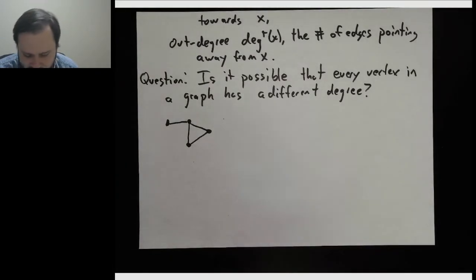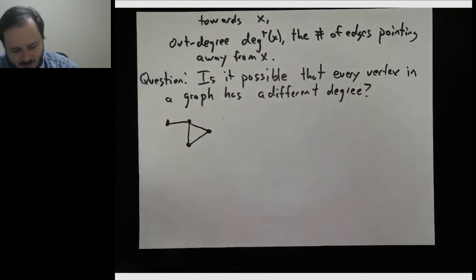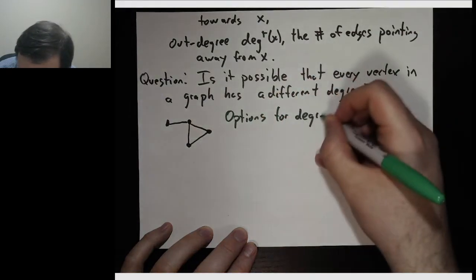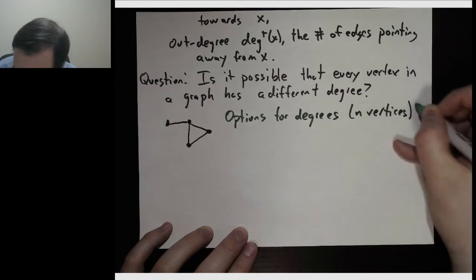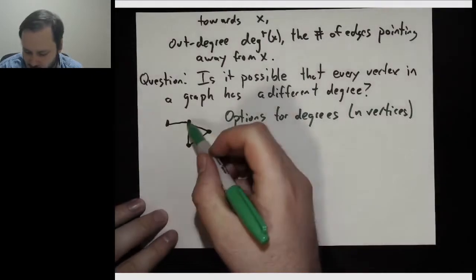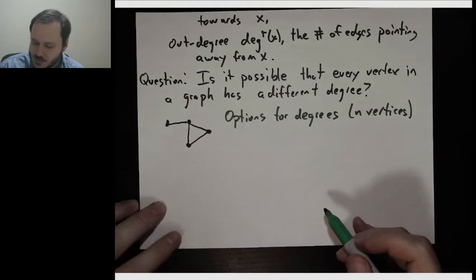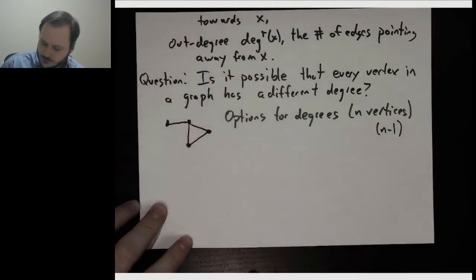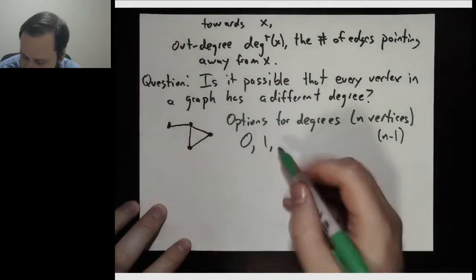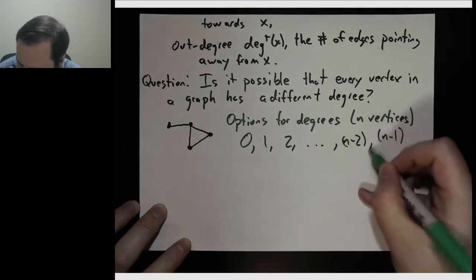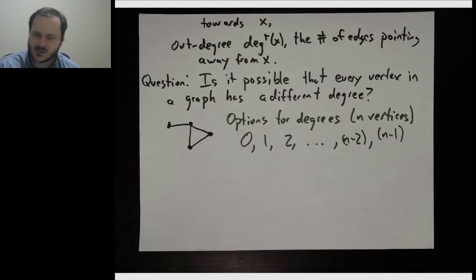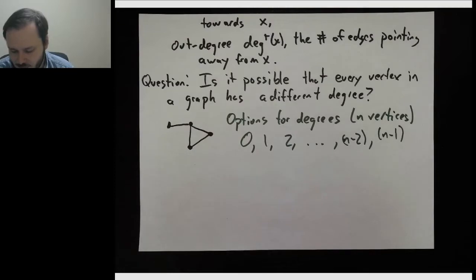So we might try and think about why this is. If I have a graph on n vertices, what are my options for degrees? Since a vertex can't be adjacent to itself, at most it's adjacent to everything else. So in this example, this vertex is adjacent to every other vertex in the graph, which means my biggest degree possible is n minus 1. My smallest degree possible is 0. So I can have degree 0, degree 1, degree 2, all the way up to n minus 2, n minus 1. I have n different options for degrees here. I've listed out n different numbers. So at first it looks like, okay, maybe it is possible, just have one vertex of each degree.